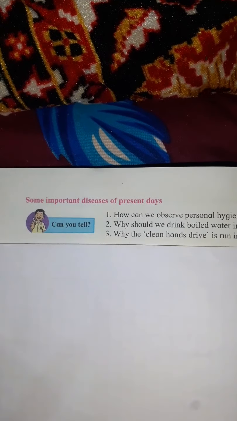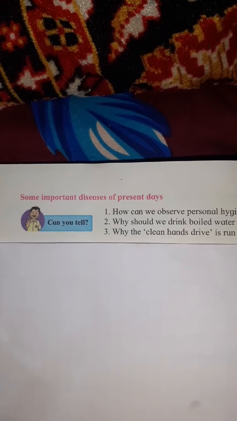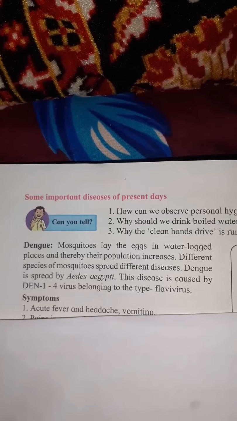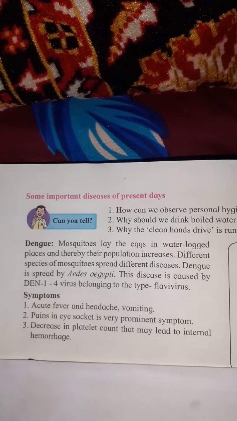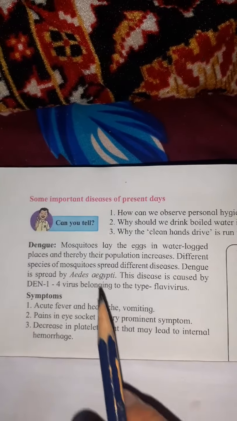Next, in this lesson, we are going to discuss some diseases which are very common in present days, and these are infectious diseases. The first example of such a disease is dengue. Dengue spreads through a mosquito bite.